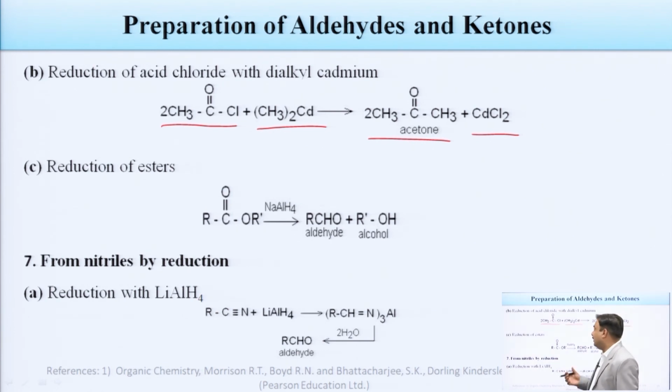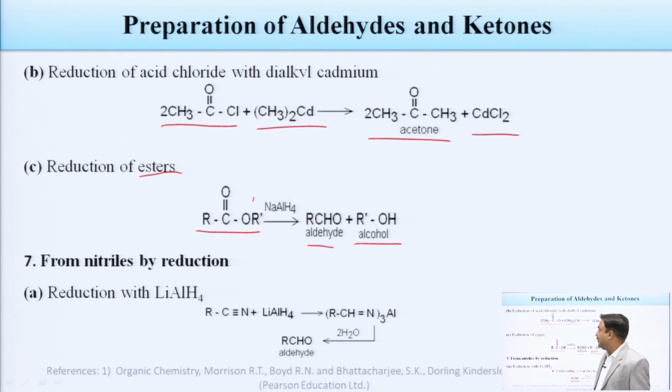The next method also involves reduction, but this time we are not reducing the acid chloride; we are reducing another derivative of the carboxylic acid, that is ester. Here you can see we are using ester, that is RCOOR, in the presence of a strong reducing agent, for example, sodium aluminum hydride. That particular ester will be reduced to aldehyde and alcohol. So, we have to carefully separate out the aldehyde when we go for this method for the preparation of aldehyde. We are getting a mixture of aldehyde and ethanol, from which we have to separate out the aldehyde in pure form by different means of filtration or purification.